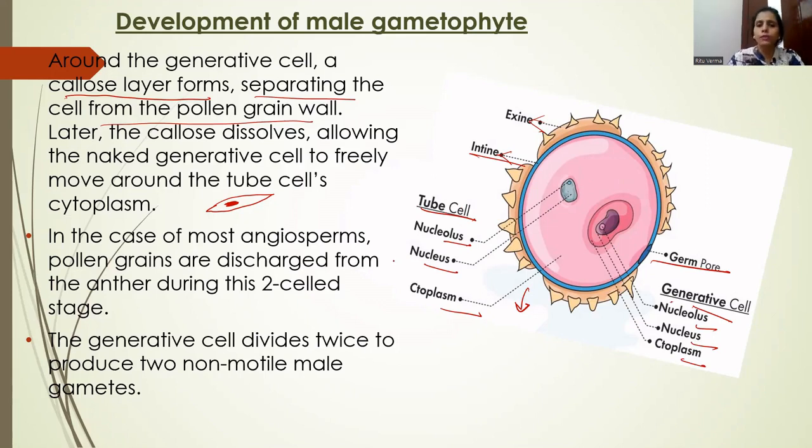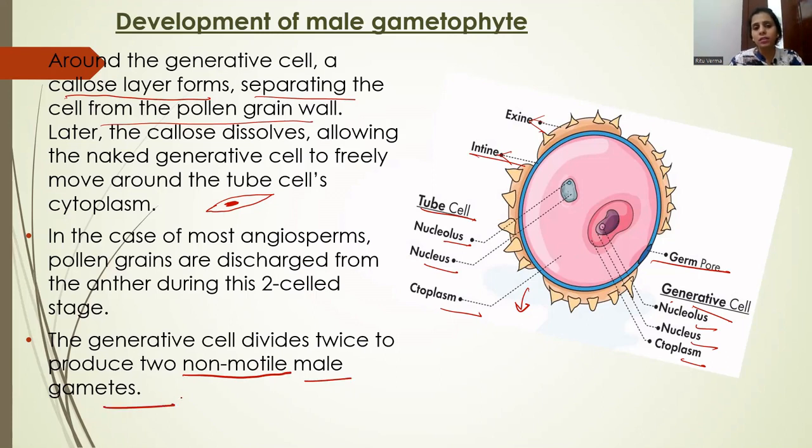So in most of the angiosperms, these pollen grains are released when they are at the two-cell stage. But in some angiosperms, before releasing outside the microsporangia, or before releasing outside the anther, the generative cell present inside the pollen grain undergoes cell division and produces two non-motile male gametes. Non-motile means something which cannot move.